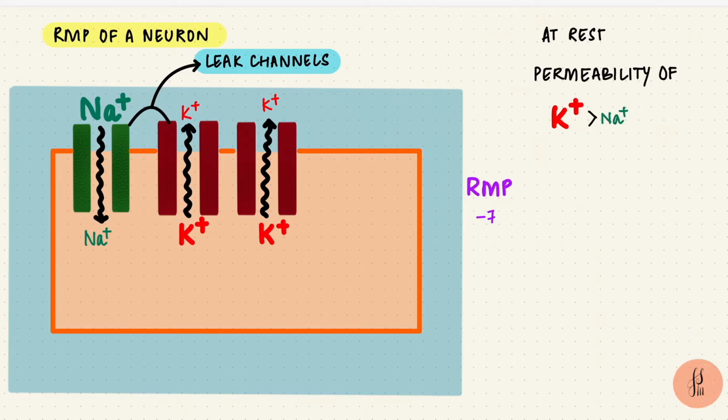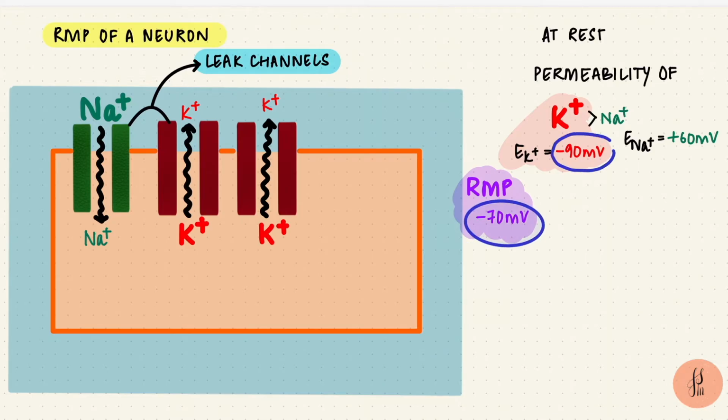That's why the RMP is closer to the equilibrium potential of potassium, which is around negative 90 millivolts, compared to sodium, which is positive 60. Negative 70 is closer to negative 90. I'm going to be using round numbers like this. Different books give different numbers. I just chose these to make it a little easier to understand.